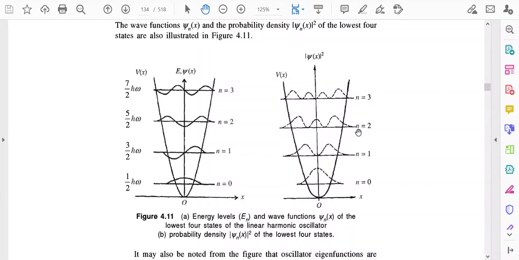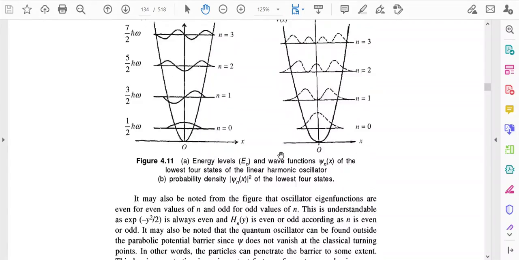Again, you see the plot for n equal to 2, the position of the maximum value is slowly approaching the extreme position. You see the plot for n equal to 3, it is slowly approaching. The position of the maximum probability density is approaching towards the extreme position, that is where the probability for the classical harmonic oscillator is maximum.